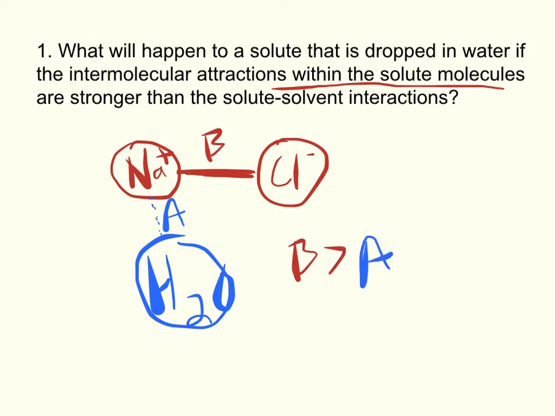So now in this case, we have B being stronger than A. Okay? Well, that bond B is not going to break. It's going to stay held together. So this solute is not going to dissolve. This bond here will not break. So that won't happen. It will stay together. This salt will not dissolve, and you'll still see that powder floating around in the solution.